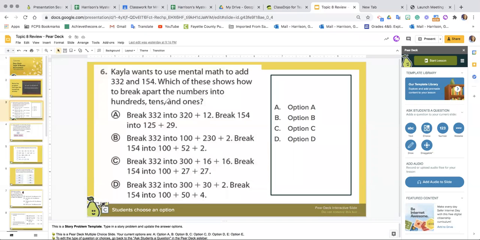So we just want to tune in. This is about being a mature test taker as well. There's only one correct answer on this page.